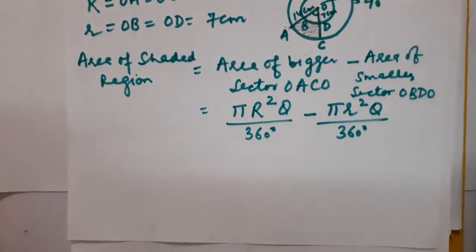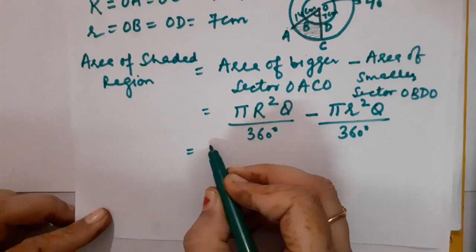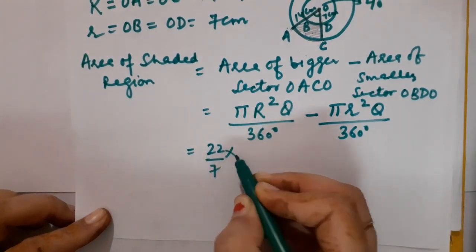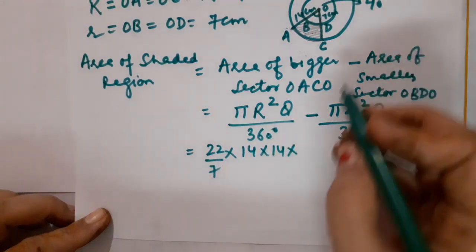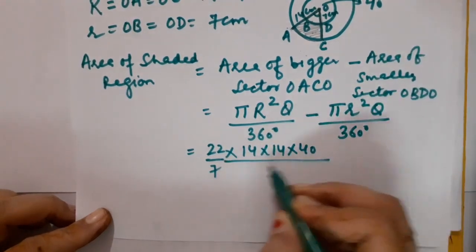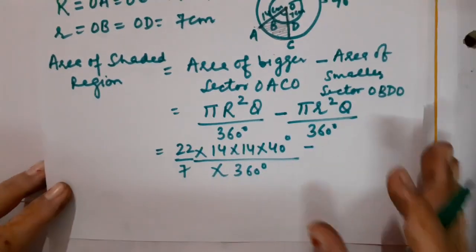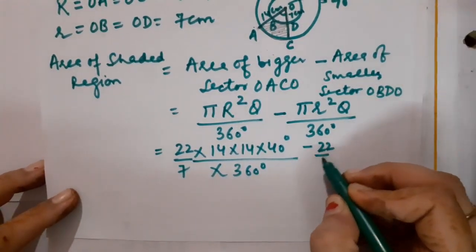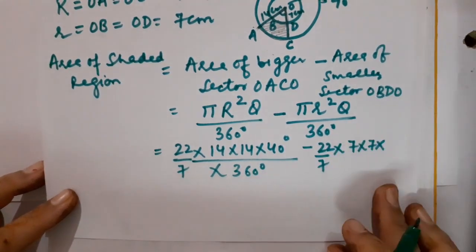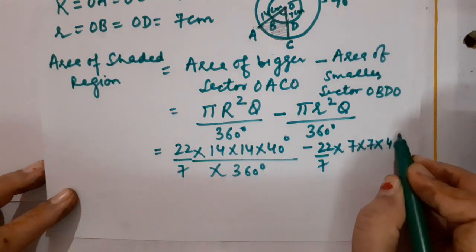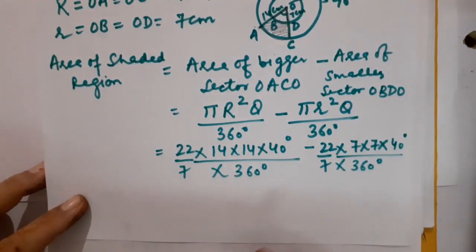Clear, children? Let us start simplifying it. In place of pi, I will be writing 22/7. In place of capital R, I will be writing 14. The angle, you know, is 40 degree, into 360 degree in the denominator, minus. Again, I will be writing 22/7. Now the radius is 7 into 7, into theta, which is again 40 degree, and in the denominator I will be getting 360 degree.